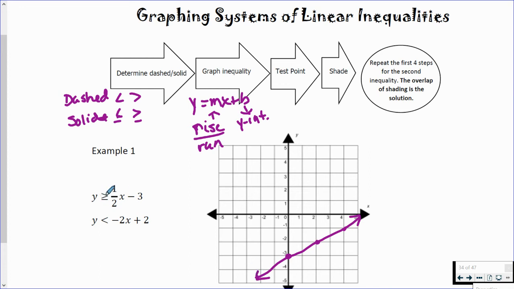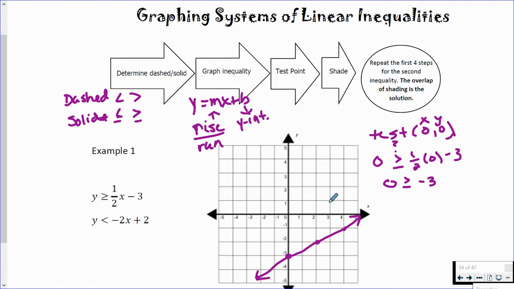Now, because it's an inequality, we are at this point where we want to test. You want to pick a point not on the line and see if it makes this inequality true or false. The easiest point to use, in my opinion, is 0, 0. Because if you sub in 0 and 0 for x and y, remember your x comma y always. So we're testing if this is true or false. Is 0 greater than or equal to 1/2 times 0 minus 3? So is 0 greater than or equal to negative 3?